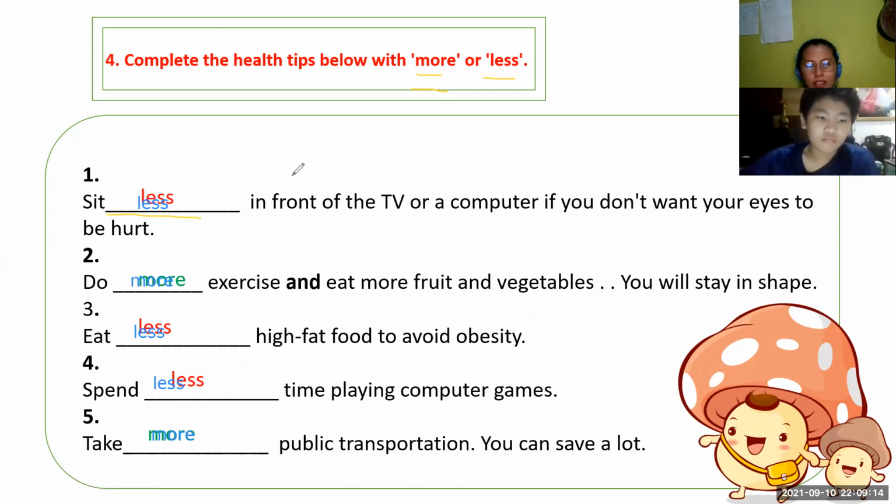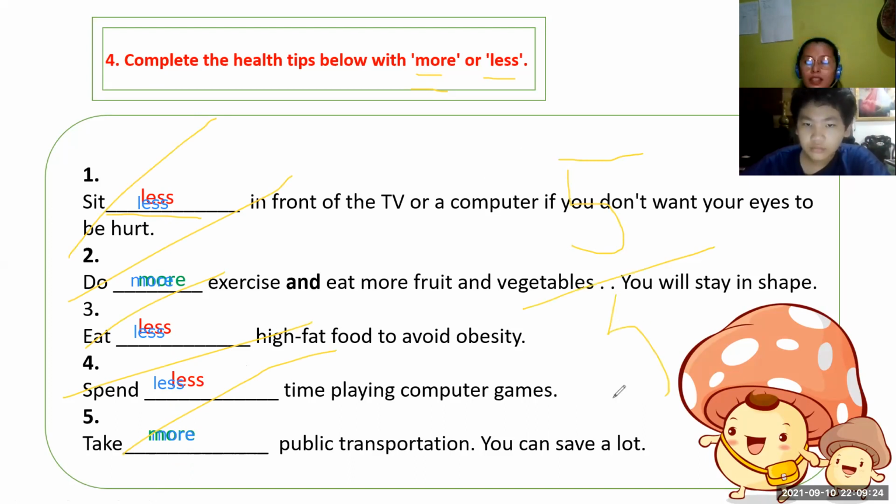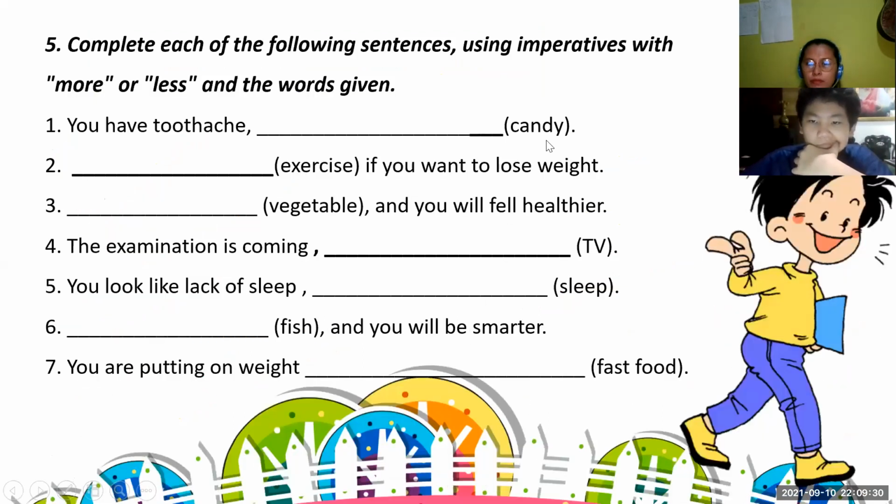Very good. You got it right for number one, two, three, four, and five. Good job, and you got a perfect score here. Let's have another. This time complete each of the following sentences using imperatives with more or less.